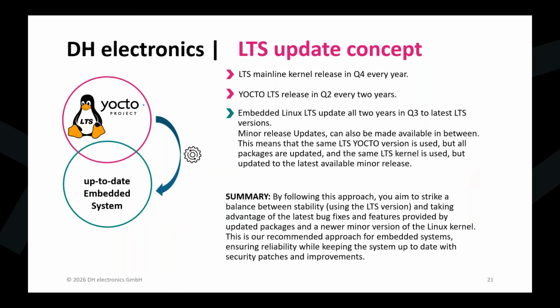It's also important to know the release dates of the Yocto and Linux long-term support versions, because it makes sense to adjust your major product software updates to these time periods. Let's start with the Linux kernel. So a new long-term support update is released here in Q4 every year. Yocto releases a new long-term support update every 2 years in Q2. The next one is this year in Q2.